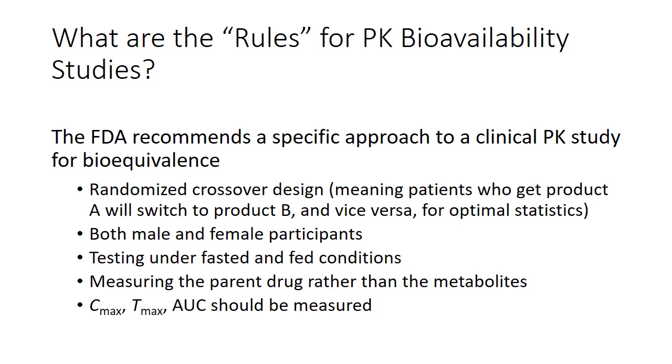Measuring the parent drug rather than the metabolites. So they don't usually use metabolites to measure bioavailability. They're just measuring the drug that was administered. Okay, and obviously there are exceptions. If 100% of it gets metabolized through first pass metabolism, they may have to look at a metabolite in some cases. Cmax, Tmax, and AUC are always measured, right?